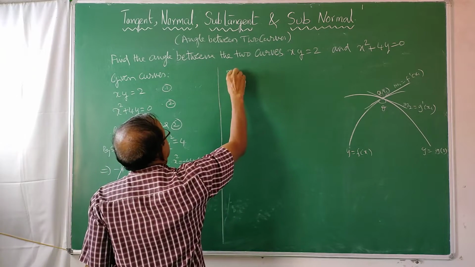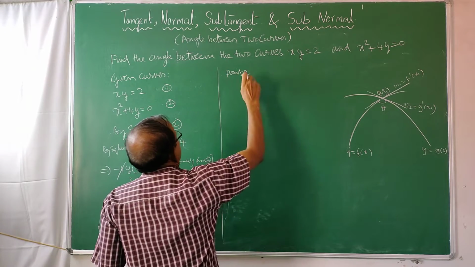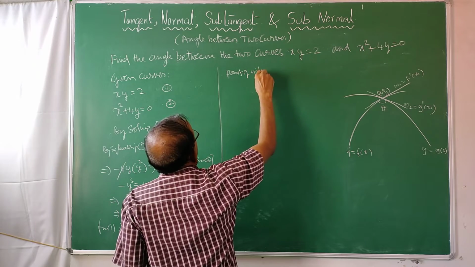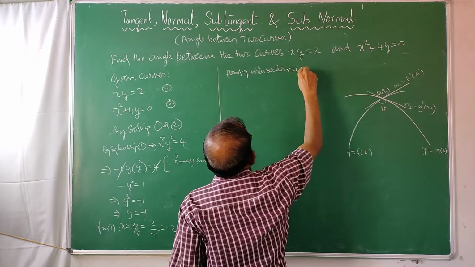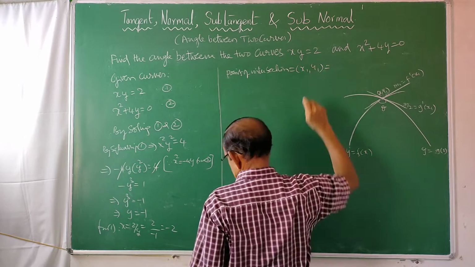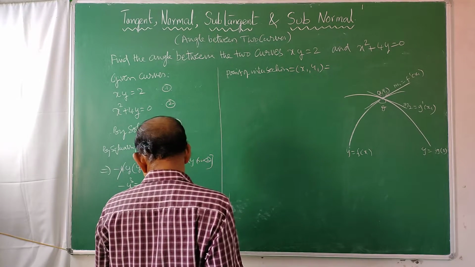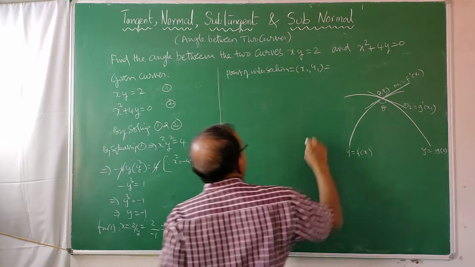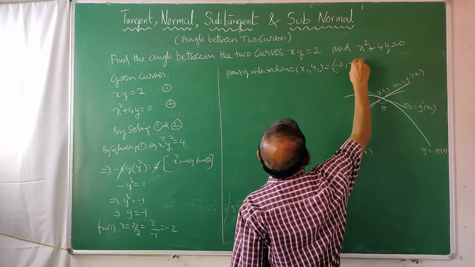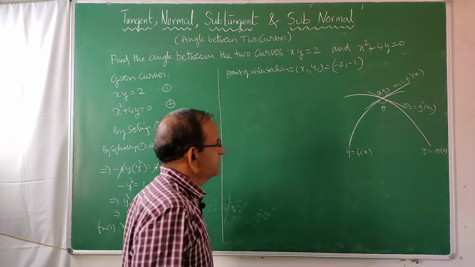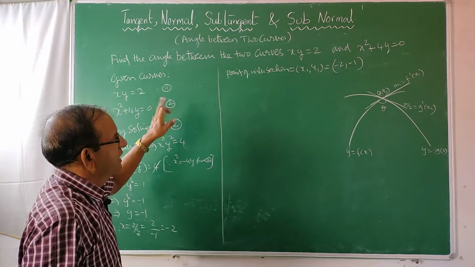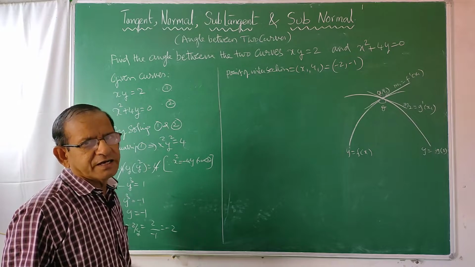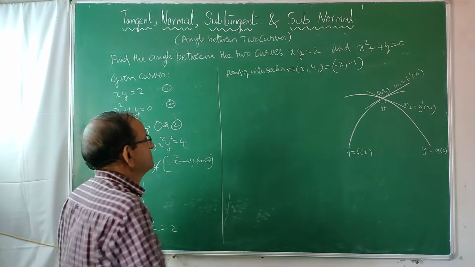Point of intersection x1, y1 is minus 2 comma minus 1. X value is minus 2 and y value is minus 1. At that point they are intersecting. Now we shall differentiate both the curves and substitute that point. You will get m1 and m2.